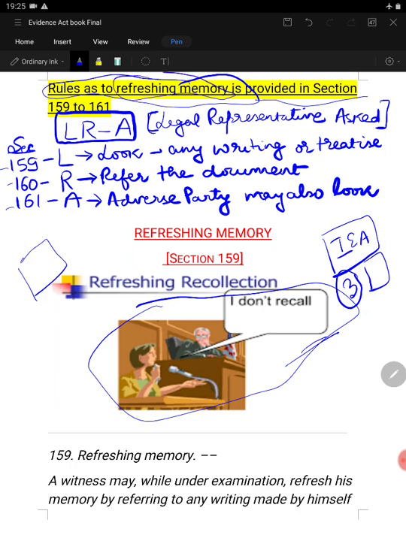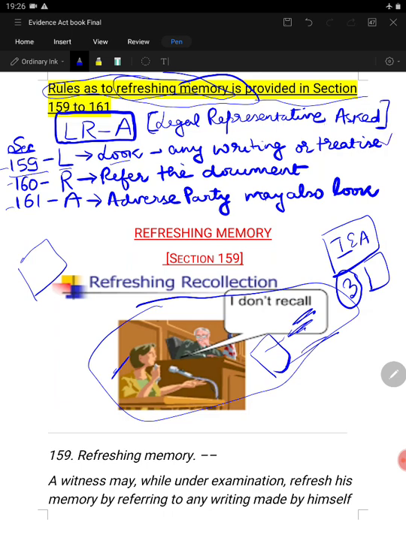Now, just a brief overview of how to remember it. It's LRA, that is legal representative asked, or legal representative as advocate. So what 159 L stands for is look. That is, if a witness, for example, this is the witness and she says, I don't recall, then that witness may refer to any writing, or look at any writing.